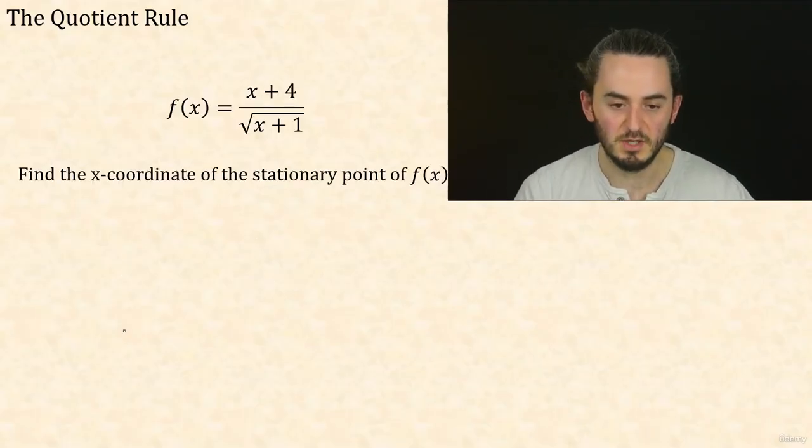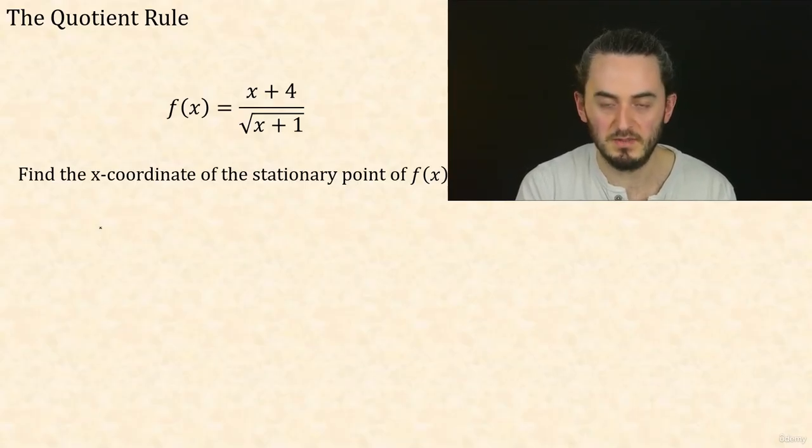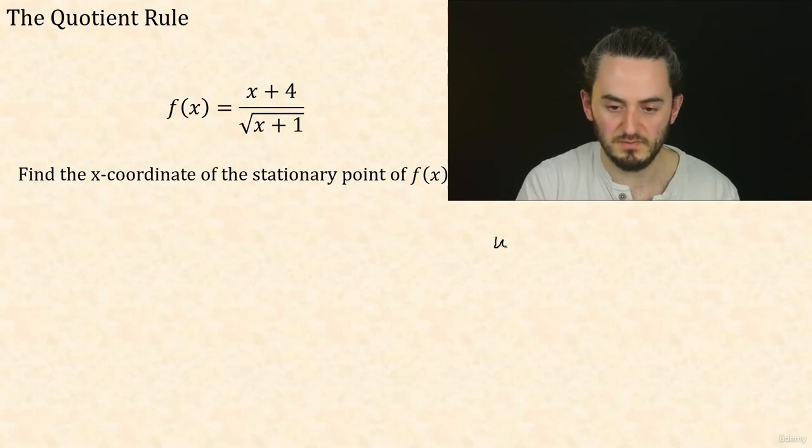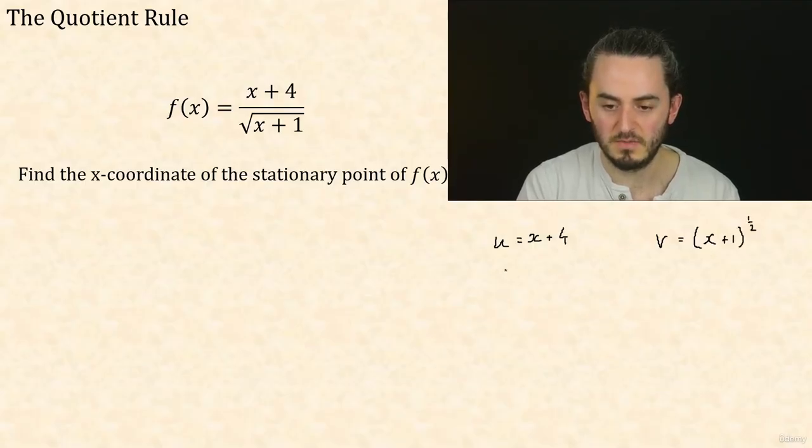All right, so quotient rule applied to find the x coordinate of a stationary point. So that's when the derivative is equal to 0. So again, I'm going to write out my u's and v's. I think it's often useful to do this in quotient rule questions, otherwise it can get a bit messy. So u is x plus 4, and v is, well, I'm going to write this in indices form, x plus 1 to the power of 1/2.